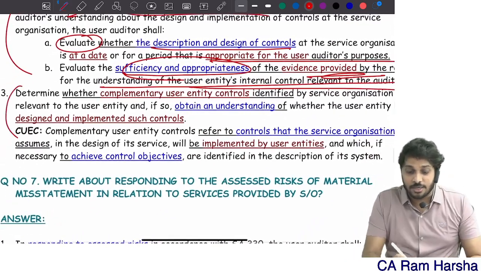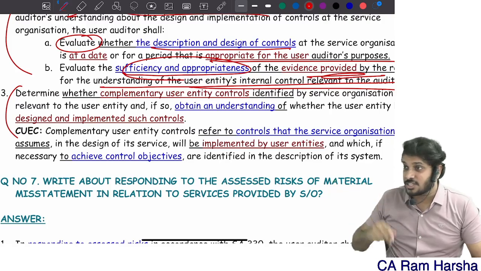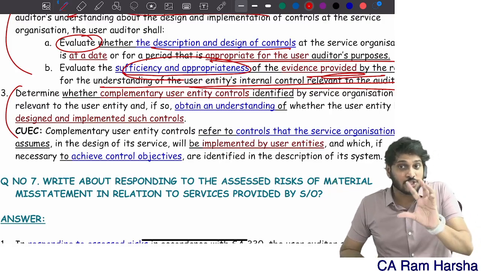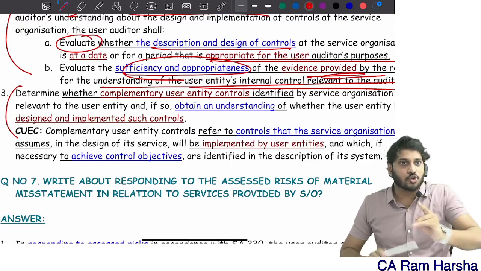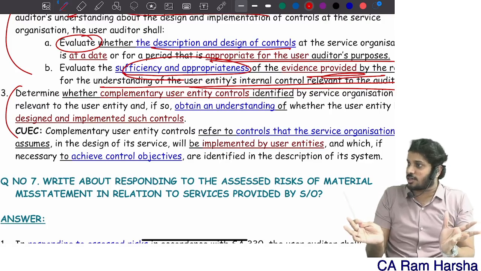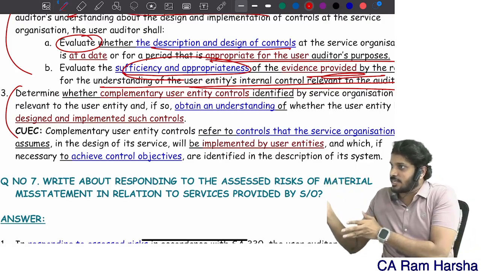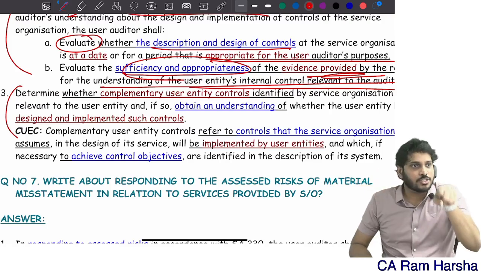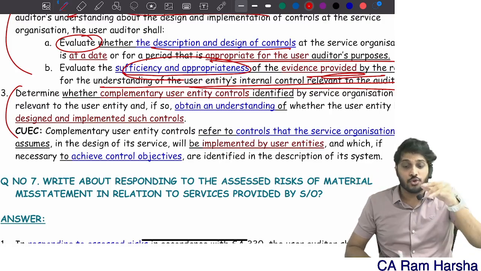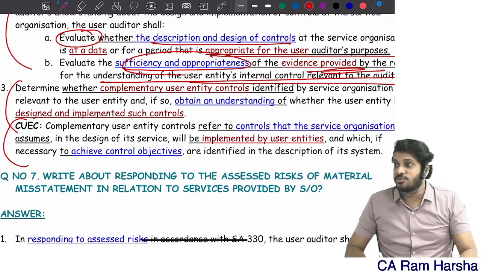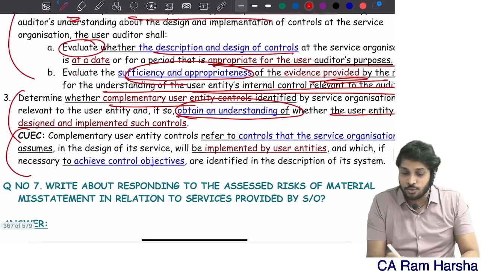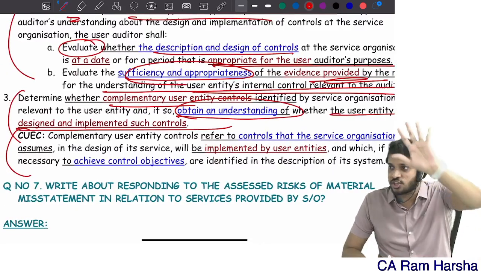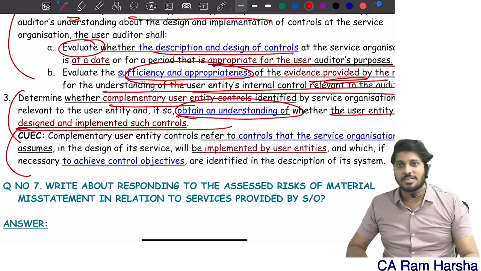Getting it? Further, when we are using the services of a service organization, our user entity has to implement certain controls. We have to test these controls also, so that payroll processing is overall correct. Not only the service organization controls, but related to that, the user entity also should implement certain controls. Those controls are called what? Complementary user entity controls. The auditor has to obtain an understanding of whether the user entity has designed and implemented such complementary user entity controls. Correct?